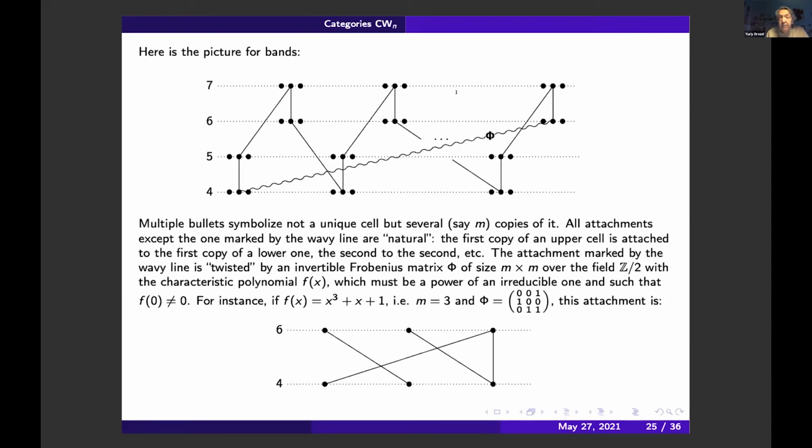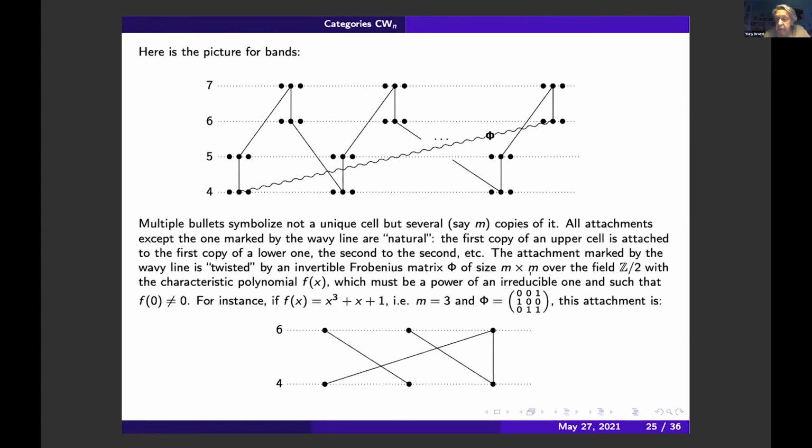And what are bands? Bands are a bit more complicated. First of all, we have several cells at each level. Yeah, not one, but several. And then we have this usual gluing. What are these? The first cell up to the first cell down, the second to the second, the third to the third. But we have an extra gluing, this one long gluing, which is ruled by a Frobenius matrix.